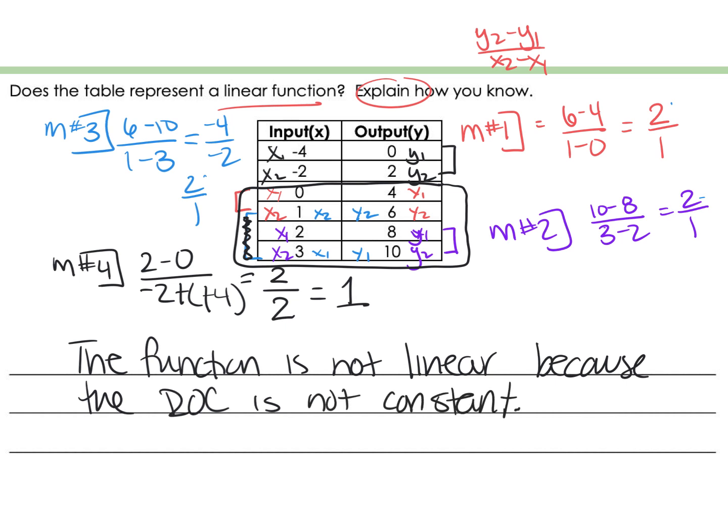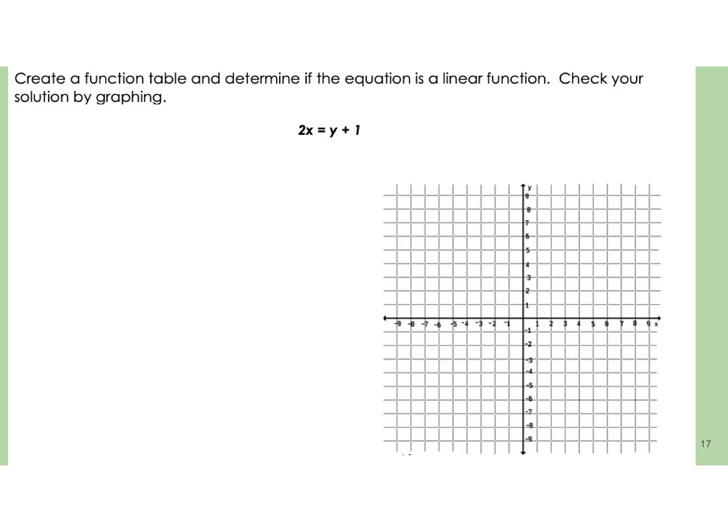I'm going to set you up for how to do the next practice problem, because you're not going to know how to set up your table. It says create a function table, determine if the equation is linear, and then check by graphing. So you have to do the table and you have to graph it. Now, you don't know how to do that, so let me just do it for you, okay?